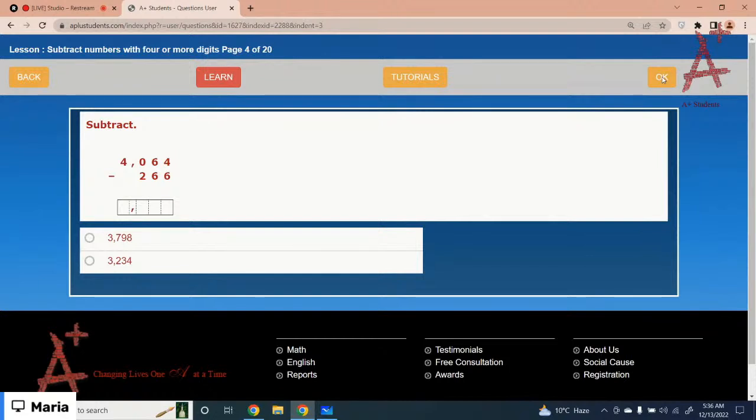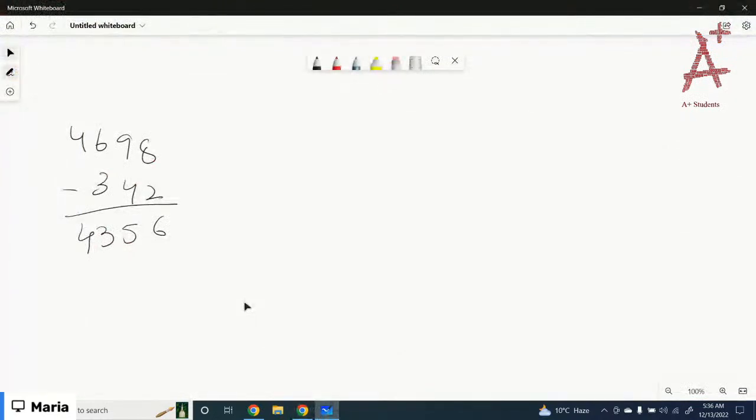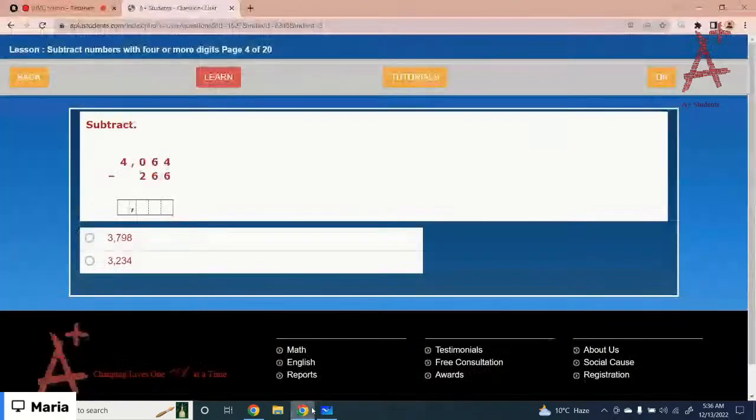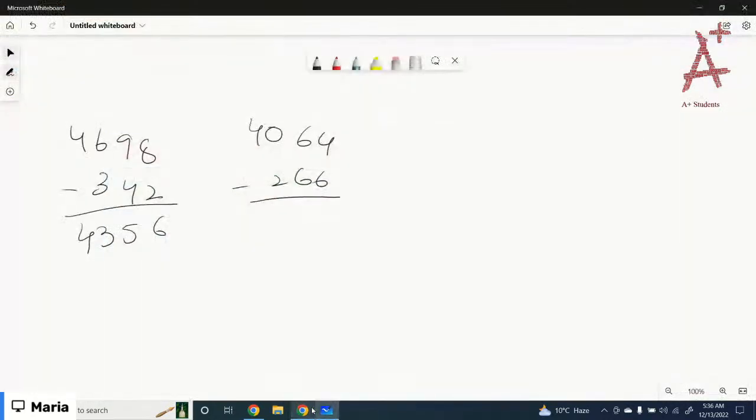So the next one is 4064 minus 266. Okay, let's start with the ones digit. So you cannot subtract 6 out of 4, so you have to borrow 1. It would be 14. 14 subtract 6 is 8. So you cannot subtract 6 from 5, so you have to borrow 1. It would be 15. 15 subtract 6 is 9. 9 subtract 2 is 7. And 3.